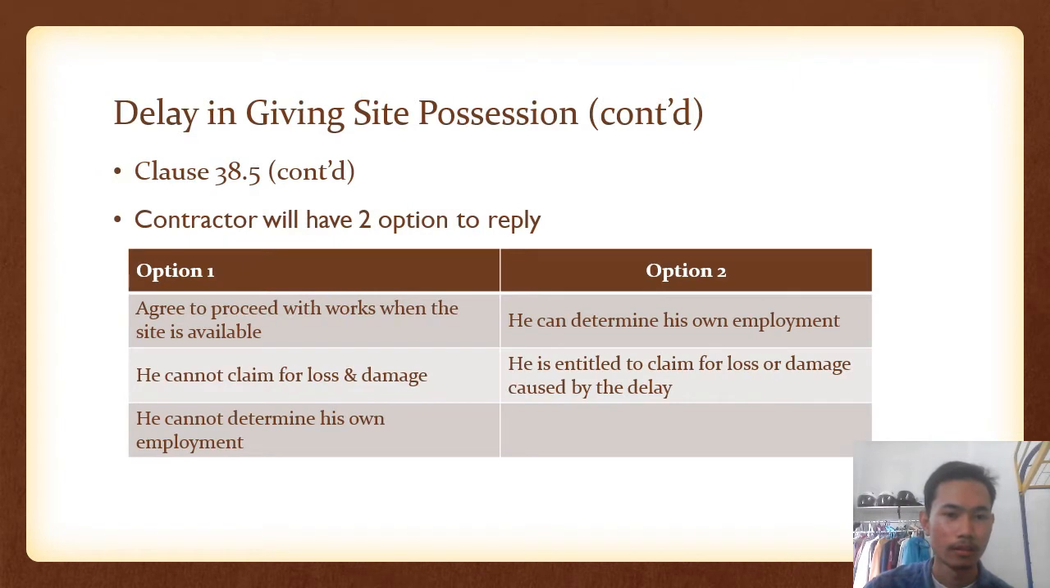Continue clause 38.5. In the reply, contractor have two options to reply. First option is agree to proceed with work when the site is available, or he cannot claim for loss and damage, or he can determine his own employment. For option 2, the contractor can reply as he can determine his own employment and he is entitled to claim for loss or damage caused by the delay.